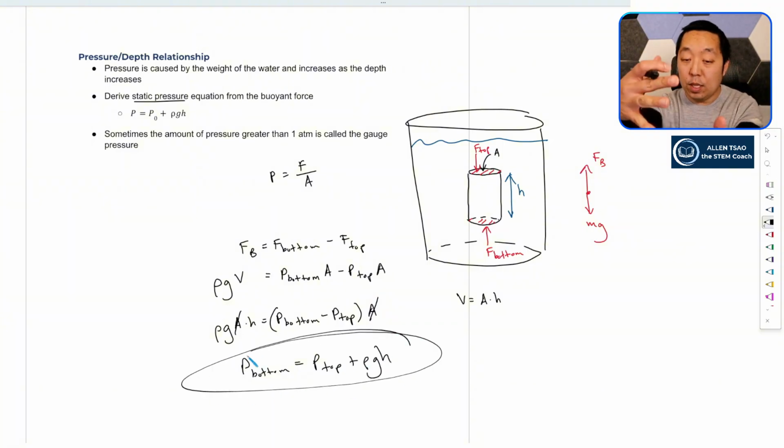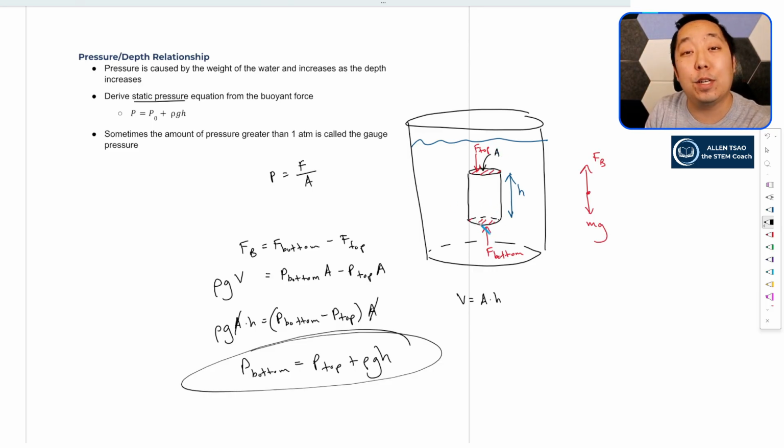So that means in order to have a net buoyant force upward, the force on the bottom has got to be greater, which means there has to be a greater pressure at the bottom, and this is the relationship. This is P naught plus rho g h. You always have to remember that you're adding: the deeper you go, the greater the pressure is going to be. This is our pressure calculation.